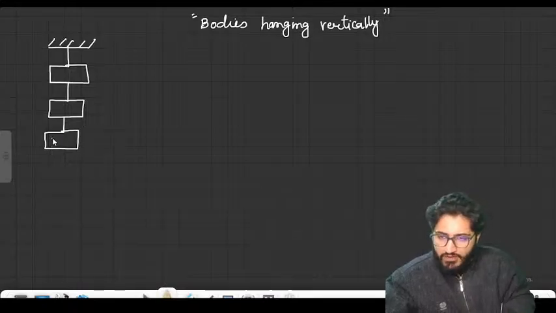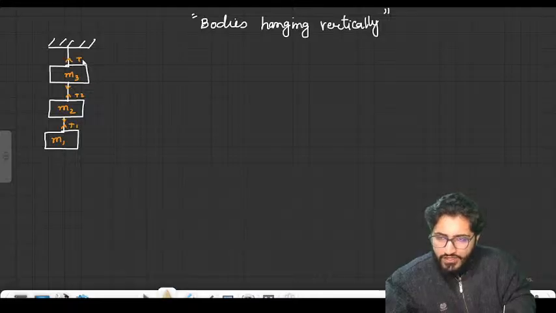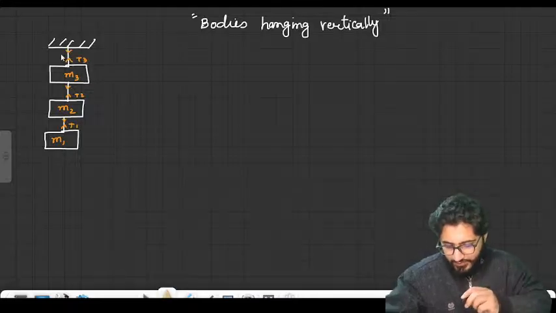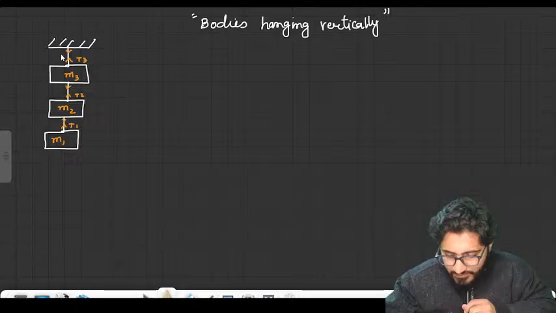With masses m1, m2, m3. So there will be tension T1 here, tension T2, tension T3. So how do we find these tensions? Clear?